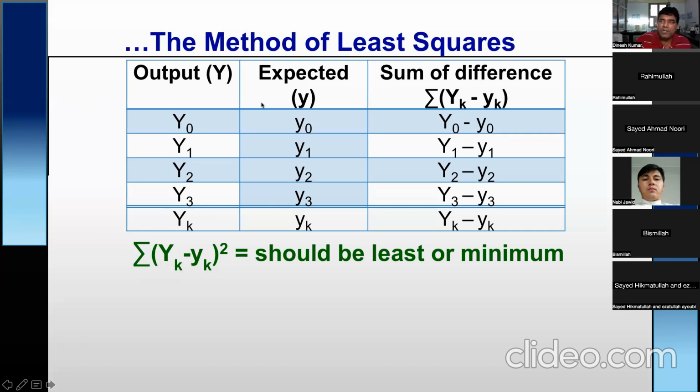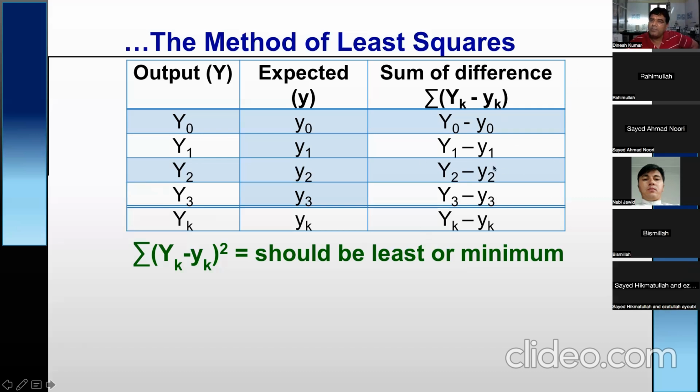And suppose on the equation, on the line, you have predicted data or expected data represented by a small y. So it is y0, y1, y2, y3, yk. Similarly, now you take sum of difference. Sum of difference means this minus this, this minus this, this minus this. So we can subtract it. And next column, it is not given here, but you can square all these values and make the total.